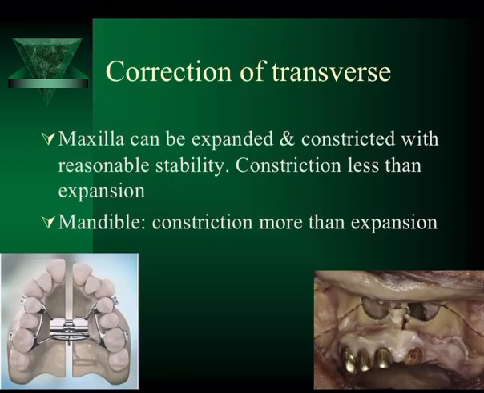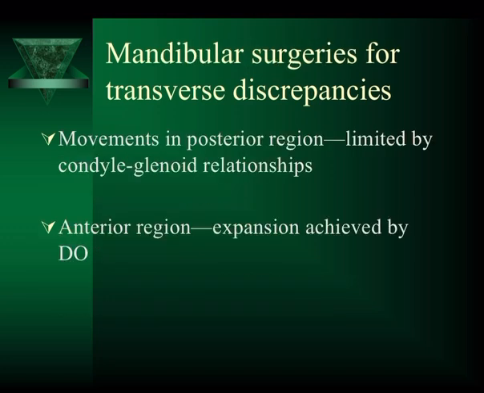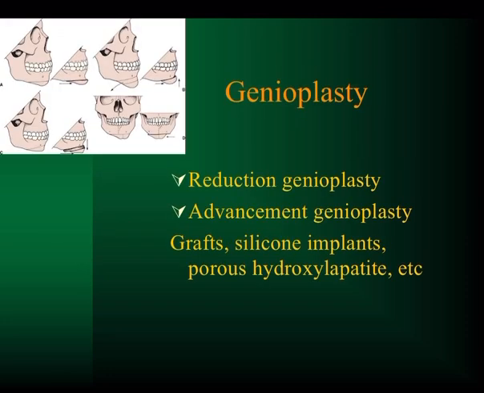Correction of transverse: the maxilla can be expanded and constricted with reasonable stability. Constriction is less difficult than expansion. So for the mandible, constriction is easier than expansion. And maxillary surgeries for transverse discrepancies by segmenting the maxilla in the course of Le Fort 1 down fracture. Expansion is done with parasagittal osteotomies in the lateral floor of the nose or medial floor of the sinus. A midline extension runs forward between the roots of the central incisors. The mandibular surgeries for transverse discrepancies include movements in the posterior region, which is limited by the condyle and glenoid relationship. Anterior region expansion is achieved by distraction osteogenesis.